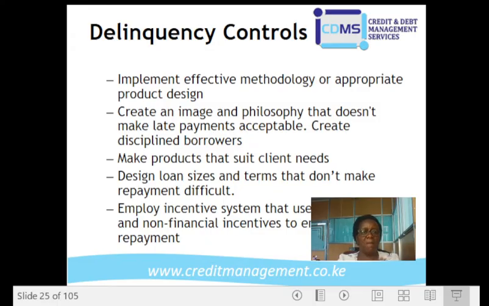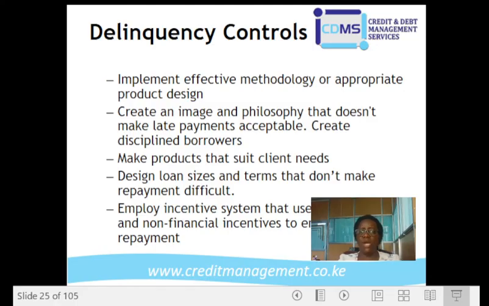So the other one is make products that suit client needs. Make sure that even as you're developing, those products are meeting your customers' needs. Design loan sizes and terms that don't make repayment difficult. We give some loans that are automatically defaulted even before a customer has taken the loan. Make sure the terms are well explained, well designed, and well known to our customers.